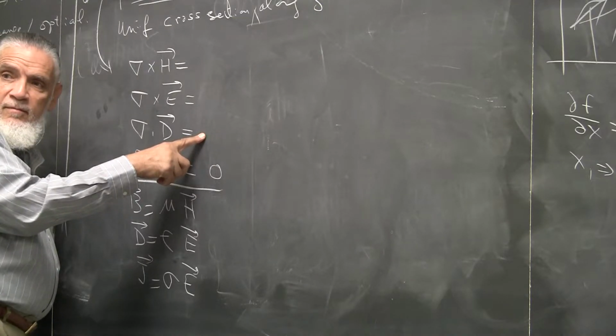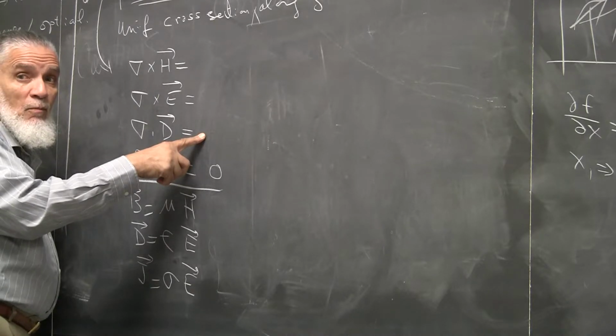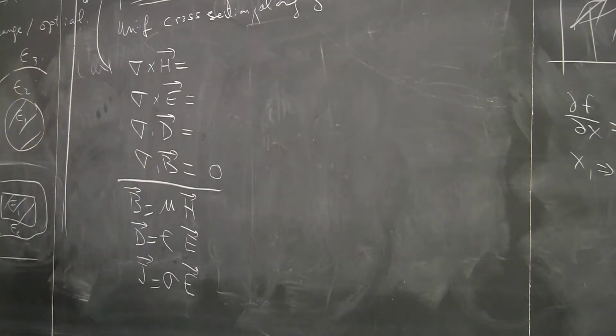Is it 0 as well? No. Volume charge density? It would be 0 in special cases, but in general it would be volume charge density, rho sub V. Or epsilon E. I can't hear you. Epsilon E.